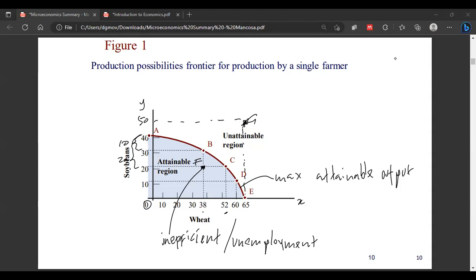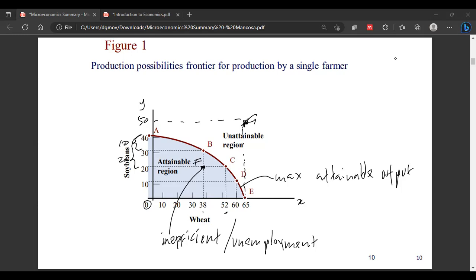And you can actually see that the opportunity costs are increasing. Are you able to see that? If you produce more wheat, what is sacrificed also increases. At first, you're sacrificing 10, but if you move along to produce at point C, you are now sacrificing 20. If you continue to move along and produce at point D, you are sacrificing 30. If you produce at point E at 65, you are sacrificing 40.